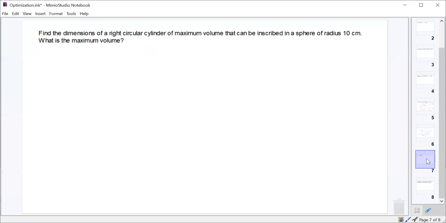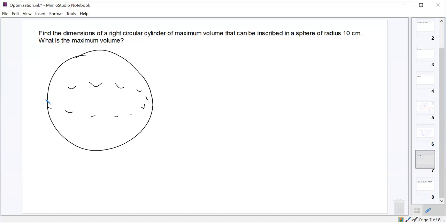So we are going to inscribe a cylinder into a sphere. So let's draw a picture. Wow, those dotted lines are not very good, are they? There we go. There's our sphere. And here is our cylinder. There's our cylinder inscribed in our sphere.